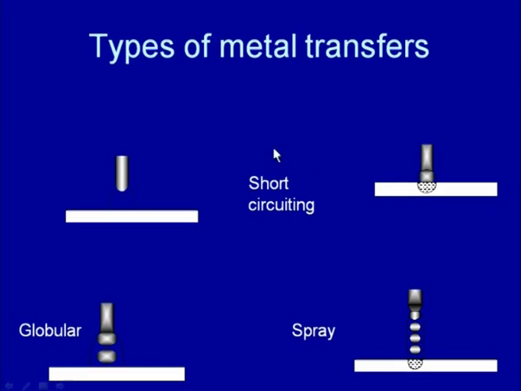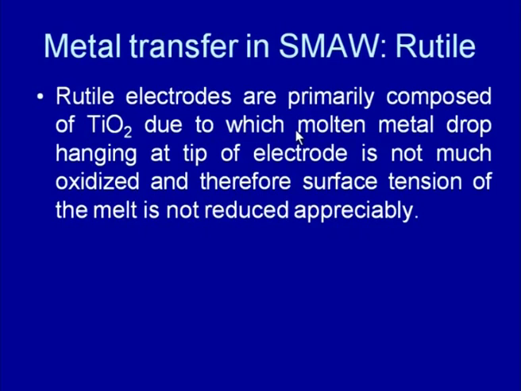Short circuiting transfer is observed when the molten metal drop grows to such an extent that it touches the weld pool, short circuiting takes place and then it gets transferred, while in the case of globular transfer, the drop grows to such a large size that the diameter of the drop is greater than the electrode diameter, and then it ultimately falls down by its own weight. In the case of spray transfer, the lower surface tension and the high current lead to the detachment of the molten metal drops when they are of very small size, and this gives the appearance of a spray of molten metal drops from the electrode tip to the weld pool, thus producing the spray transfer. So, now let us look at how the different types of electrodes affect the mode of metal transfer.